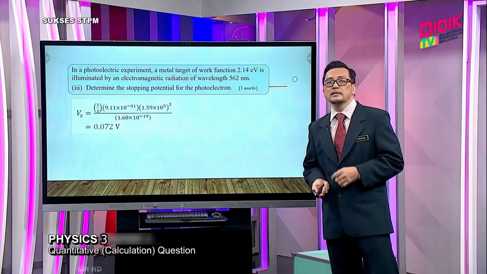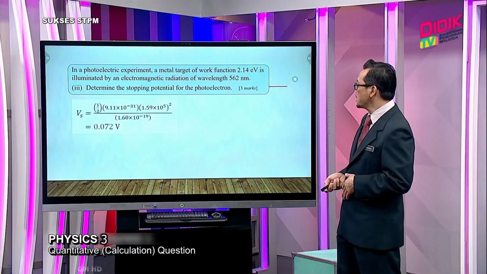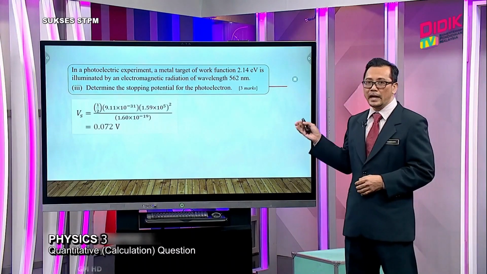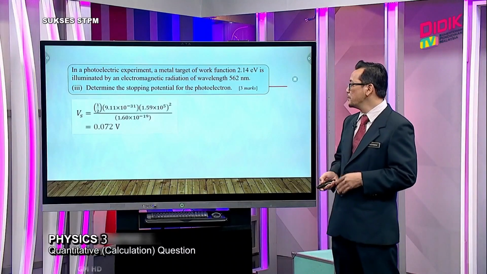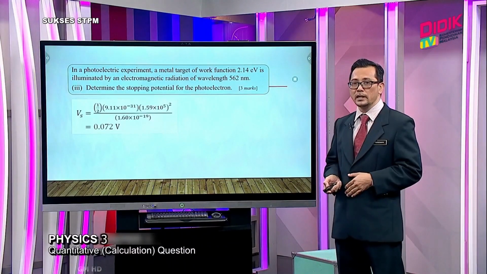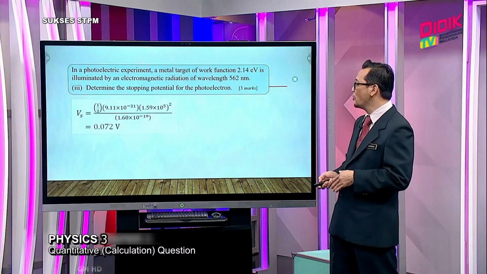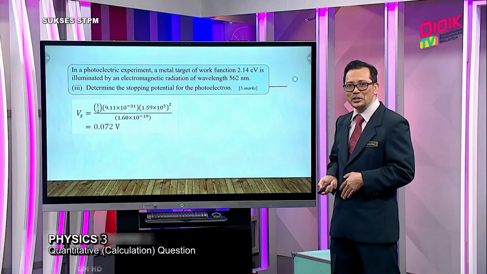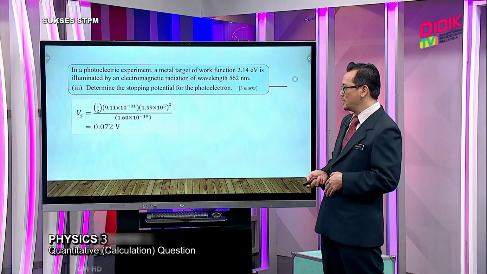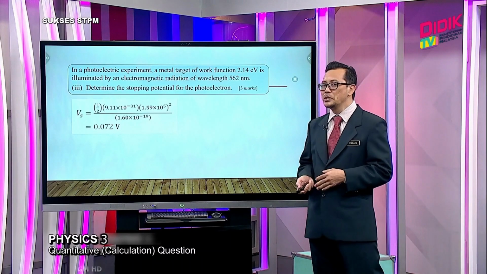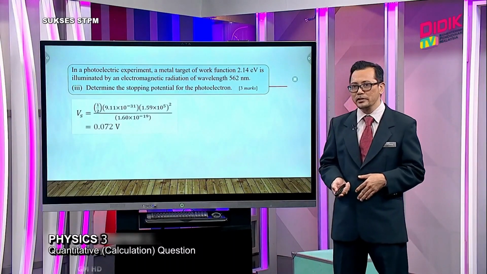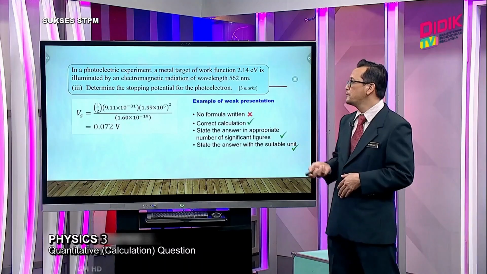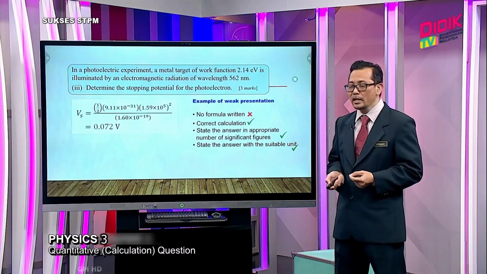Let's see the third fraction, fraction 3: determine the stopping potential for the photoelectron. Please, everyone, look at the solution shown here. If you do notice, there is no formula written or shown here. So we are not really sure whether this candidate did the correct substitution or not. We can only check it by looking at the figures one by one.